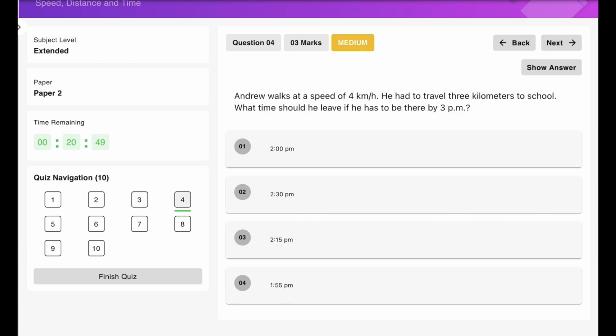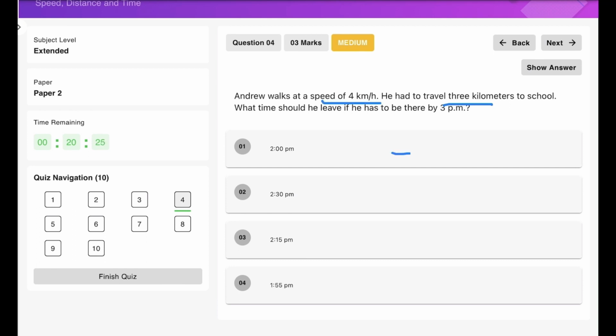Moving on, Andrew walks at a speed of 4 kilometers per hour. He had to travel 3 kilometers to school. What time should he leave if he has to be there by 3 p.m.? So basically the distance that he has to go is 3 kilometers, and the speed that he's walking is this.